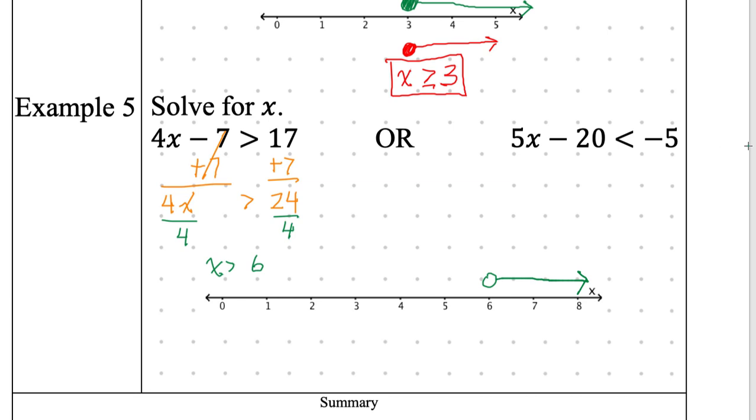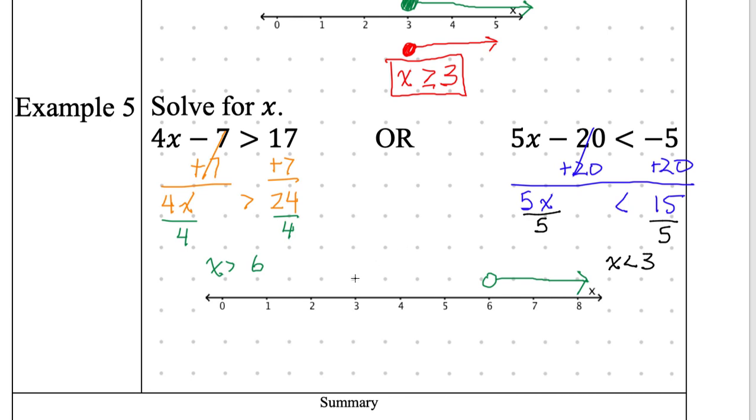Alright, now I'm solving this one. So when I solve this one, I'm going to add 20 to both sides. When I do that, the 20's cancel out. I'm left with 5x. I did not multiply or divide by a negative in anything yet, so I don't have to flip the sign. It is less than, it's going to be 15 because they are different signs, negative and positive, so I subtract. 20 minus 5, 15, take the sign of the larger, which is positive. And then from here, I'm going to divide both sides by 5, and x is therefore less than 3. Let's graph that. X is less than 3, so it's an open point because it's not equal to. And I'm making my arrow going to the left.